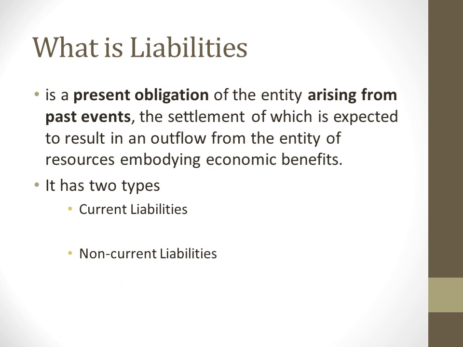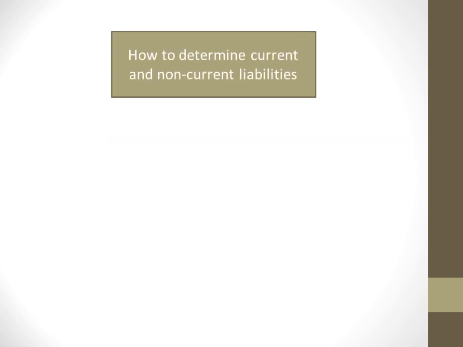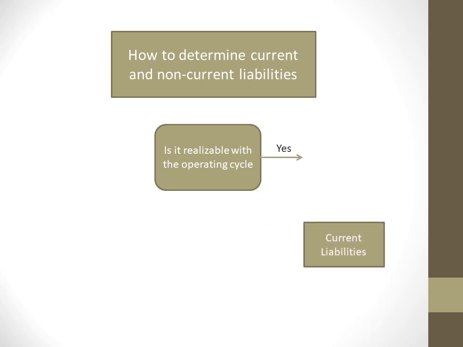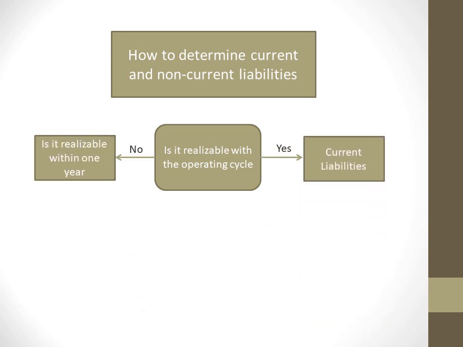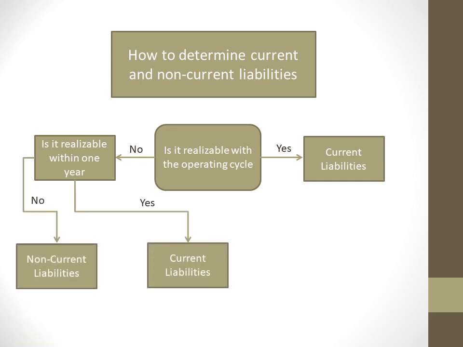So it also has two types. Just like the current asset, you could also use that test. To determine the non-current liability, you just have to check whether it is realizable within the operating cycle. Is it realizable within 1 year? If yes, then current liability. If no, then non-current liability.